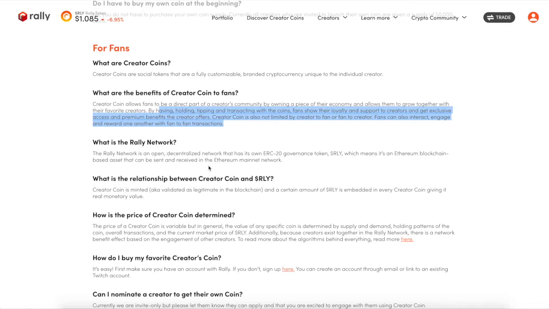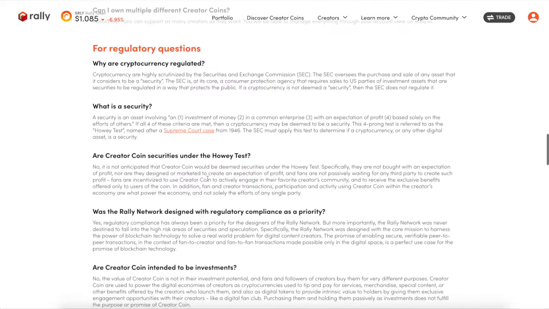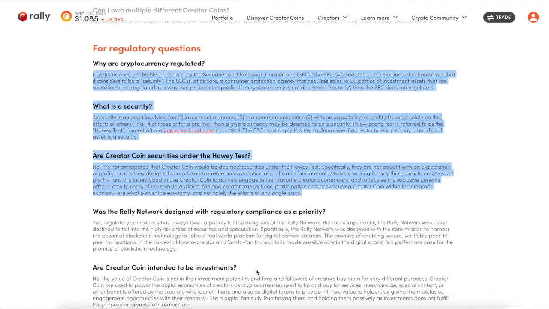And the reason why it's incentivizing for people is because the early adopters will get in cheap. And then as more people buy it, it's classic supply and demand. Less tokens on the market, higher demand, increased price. That's how it works. It's similar to any other cryptocurrency. And a lot of people are asking, oh, could this be a security? Well, in theory, it's not anticipated that creator coins will be deemed securities. They do pass the Howey test. So again, time will tell.